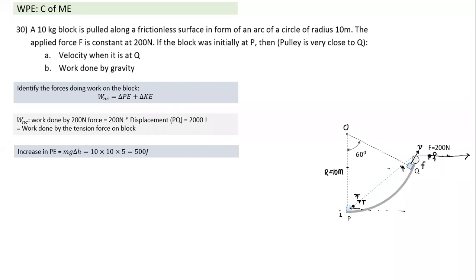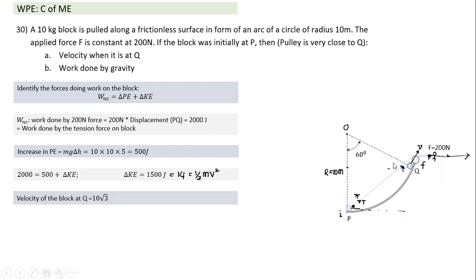So kinetic energy is initially 0. Now I can calculate the final kinetic energy. If I use this equation, the increase in kinetic energy is equal to 1500 joules. Since initial kinetic energy is 0, this itself is equal to the final kinetic energy, which is equal to 1/2 mv squared. I get the velocity at point Q, which comes to something like this.